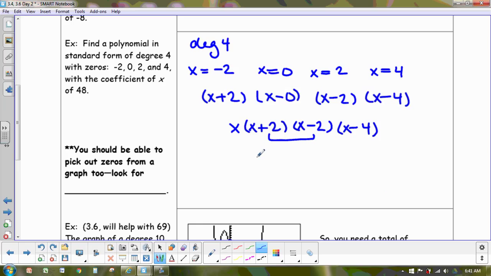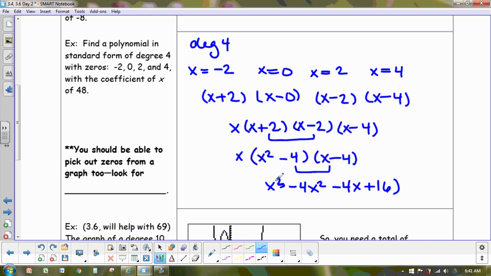I would FOIL those x plus 2, x minus 2 first, get x squared minus 4, because your outside and inside terms are going to cancel. Then you have the x in front, then you have the x minus 4. Okay, at this point I would FOIL these two. So I would get x squared minus, x to the third minus 4x squared minus 4x plus 16. And then again, just remember you have an x in front. So x to the fourth minus 4x cubed minus 4x squared plus 16x.